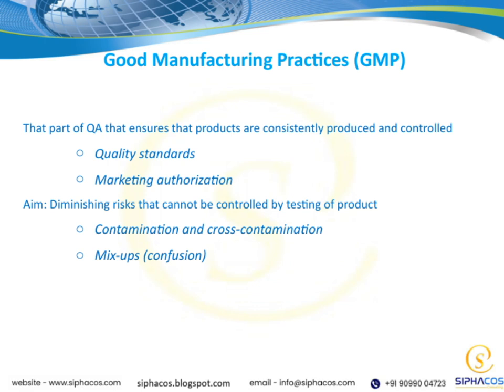For example, contamination or cross-contamination can sometimes occur despite testing, and that's where good manufacturing practices, or GMP, come into play. GMP helps us prevent issues like mix-ups or confusion during production, which could compromise product quality. Ultimately, all these elements, quality standards, marketing authorization, GMP, are interconnected. They work together to create a robust framework that minimizes risks and ensures that the products reaching consumers are safe, effective, and of consistent quality. This is essential for maintaining trust and compliance within the pharmaceutical industry.